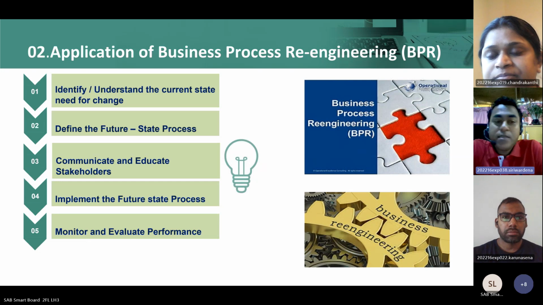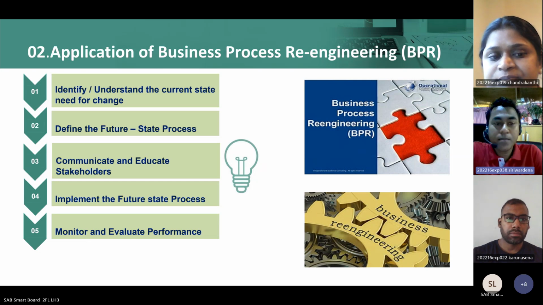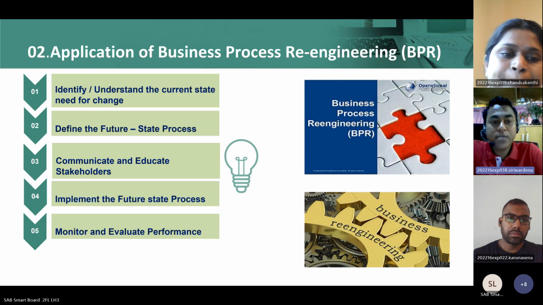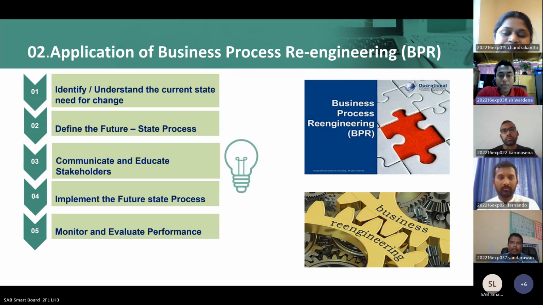I am going to continue with the third step of application of BPR, that is communicate and educate stakeholders. To ensure successful implementation of the new process, it is crucial to communicate and educate all stakeholders about the changes. This includes employees, managers, and other relevant parties who will be affected by the process re-engineering. For example, let's consider a company that is implementing BPR to improve its manufacturing processes. In this scenario, the stakeholders involved may include employees, managers, customers, suppliers, and even regulatory bodies.